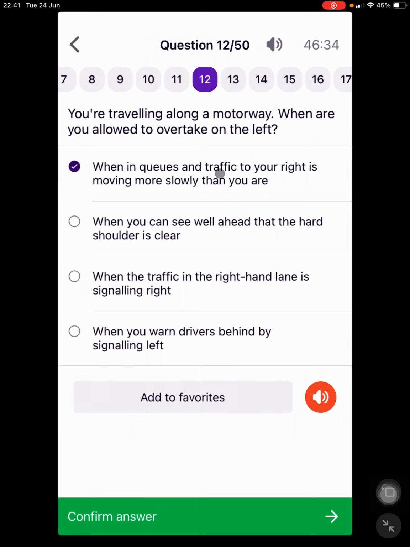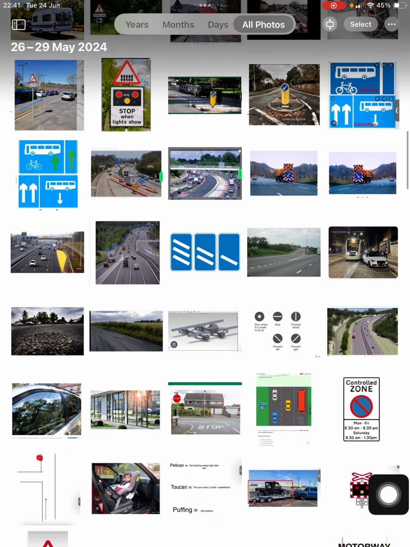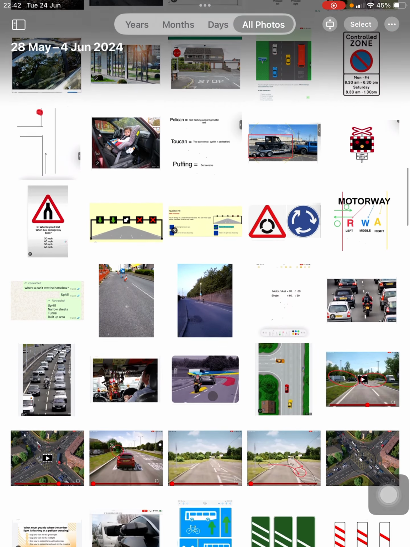When in queues and traffic to your right is moving more slowly than you are. That's the answer. But let me just explain why that's the right answer so you know.